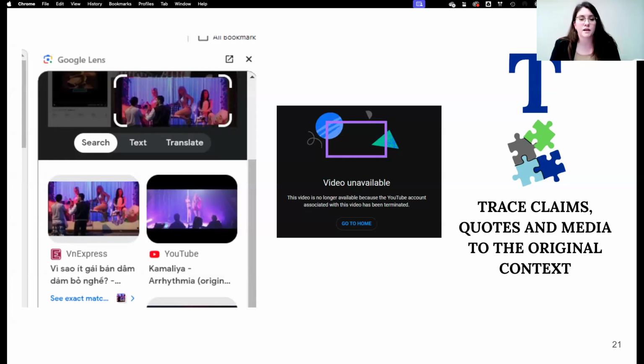Something that I encourage my students to do is a reverse image search. So this is just one little example of tracing something back to the original source. What I do is I right-click the image, search image with Google, and then you can see where else the image has appeared on the web.